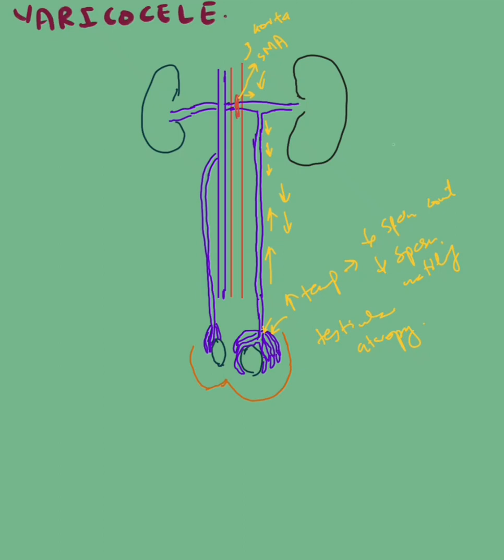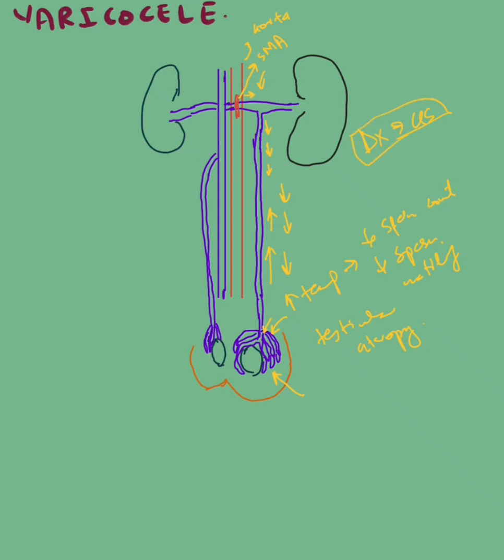Then for diagnosis, we will do ultrasound, and ultrasound will show retrograde flow, or flow in this direction here. The ultrasound will also show dilatation of the pampiniform plexus. So diagnosis will be done by ultrasound.